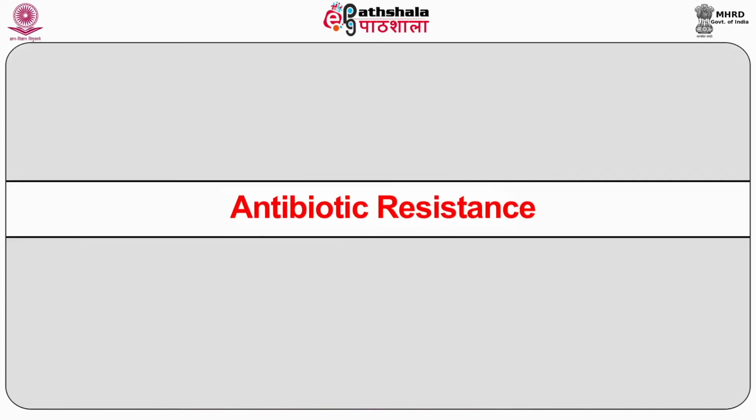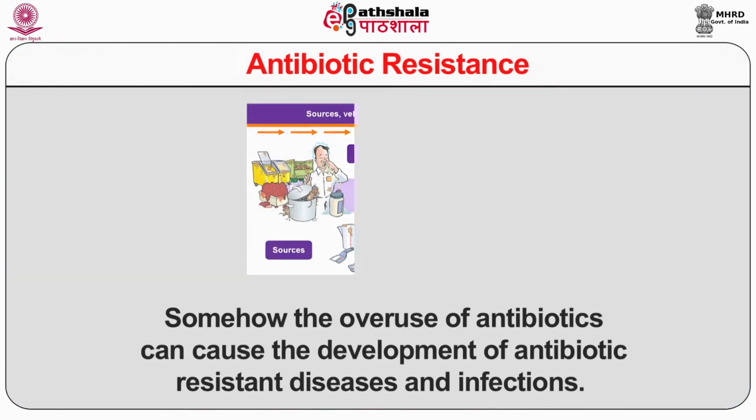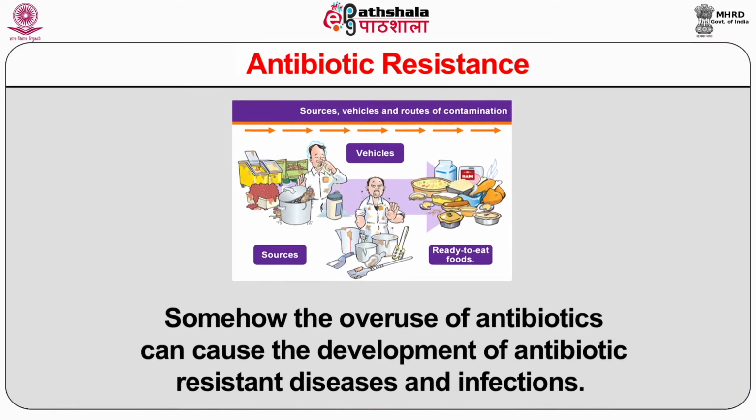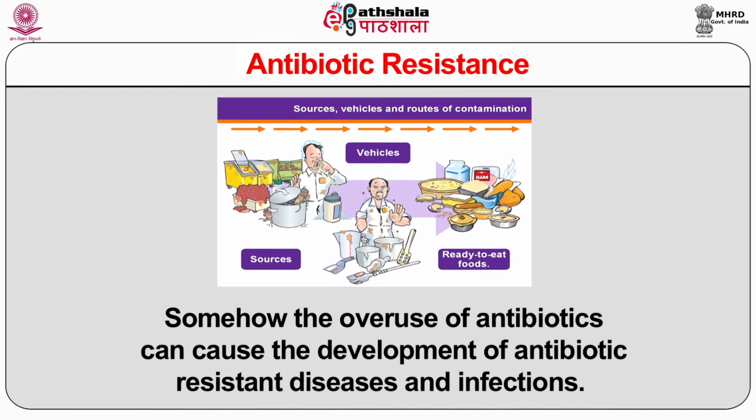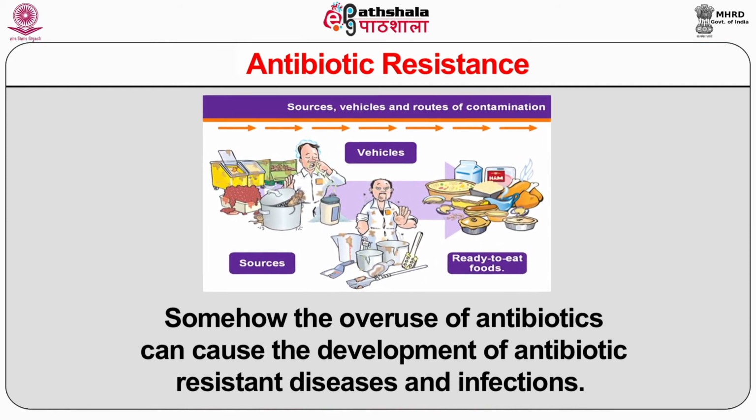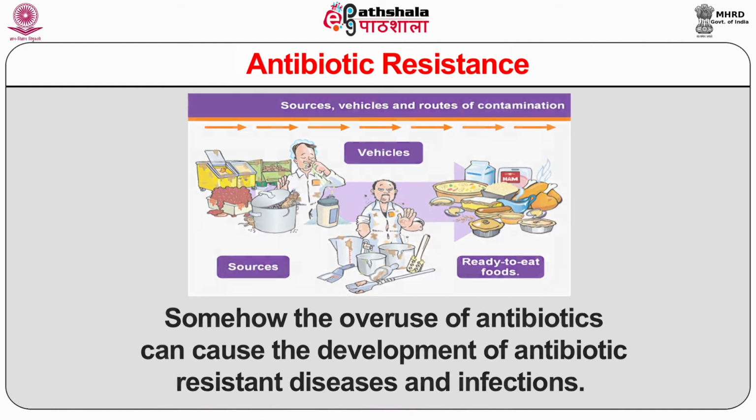Antibiotic resistance. One of the side effects of treating dairy cows and buffalo suffering from Monsanto's recombinant bovine growth hormone is increasing the risk of infection. Somehow, the overuse of antibiotics can cause the development of antibiotic resistant diseases and infections.